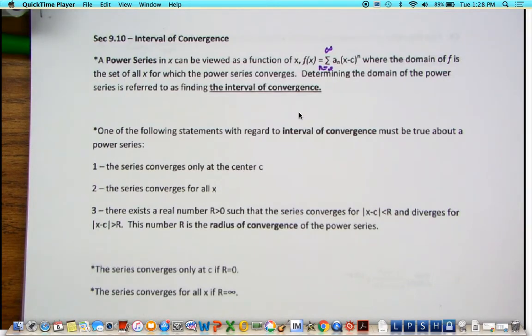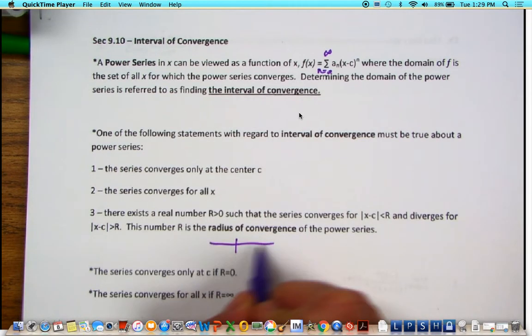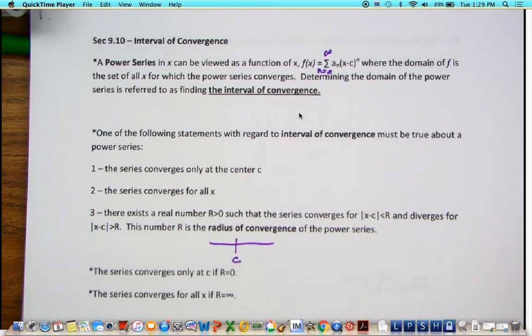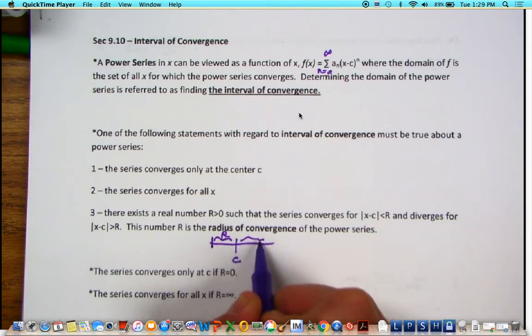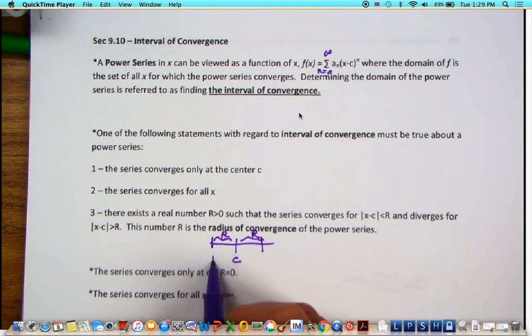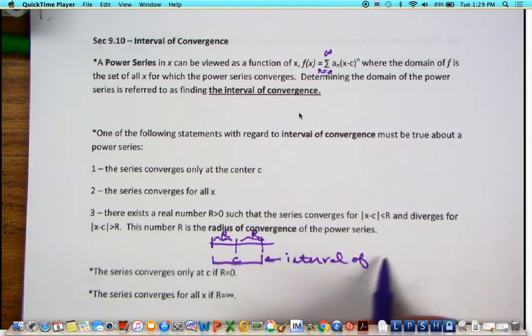And then the last option is there exists a real number r that is greater than 0 such that the series converges when the absolute value of x minus c is less than r, and diverges when the absolute value of x minus c is greater than r. This number r is the radius of convergence of the power series. So here's the best way to think about that. It's easiest with a picture. So here's the center. This would be a radius, and this would be the radius, and this would be the interval of convergence.